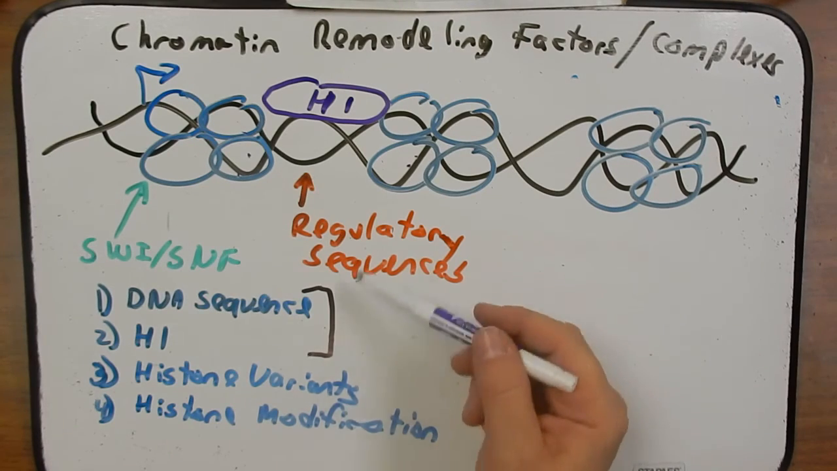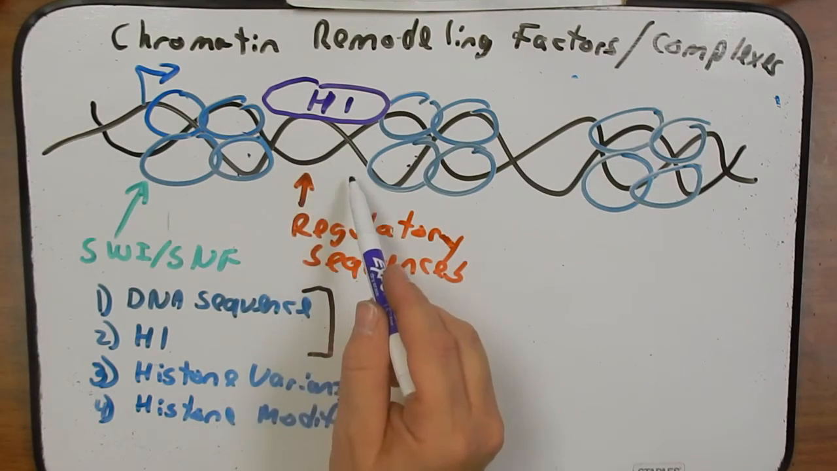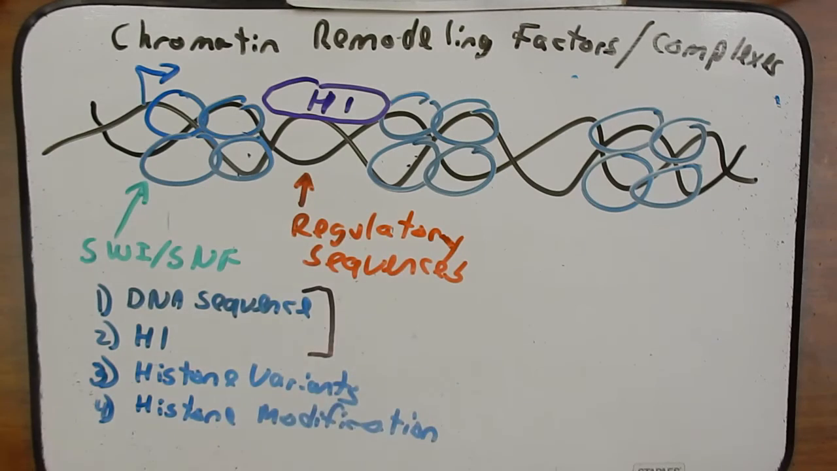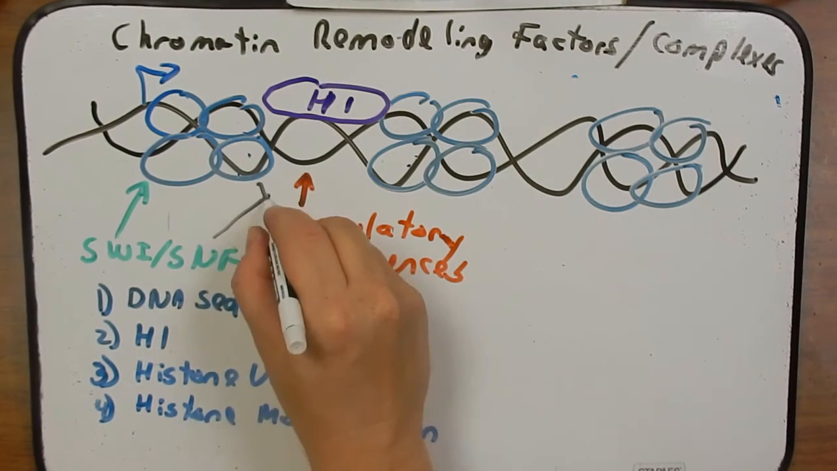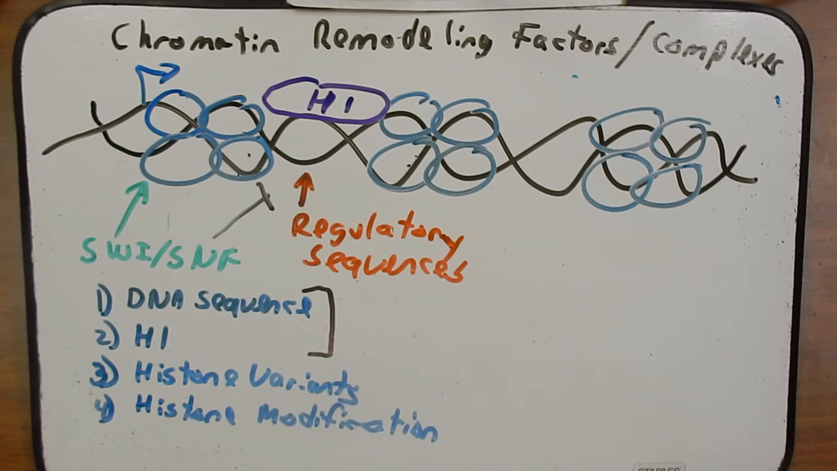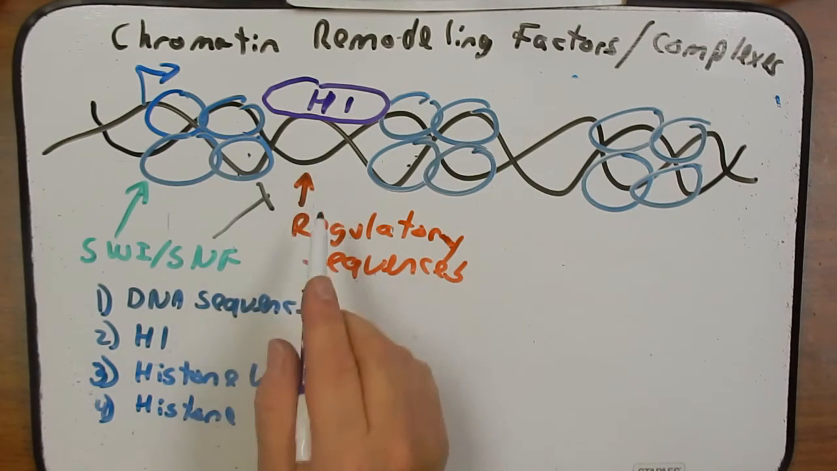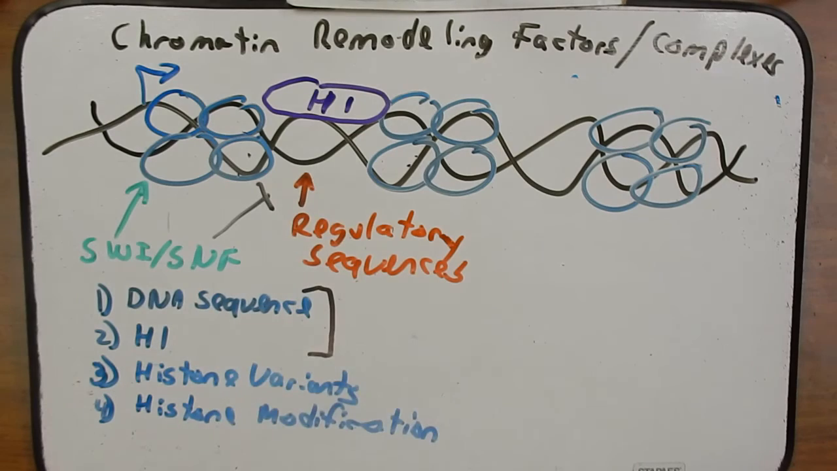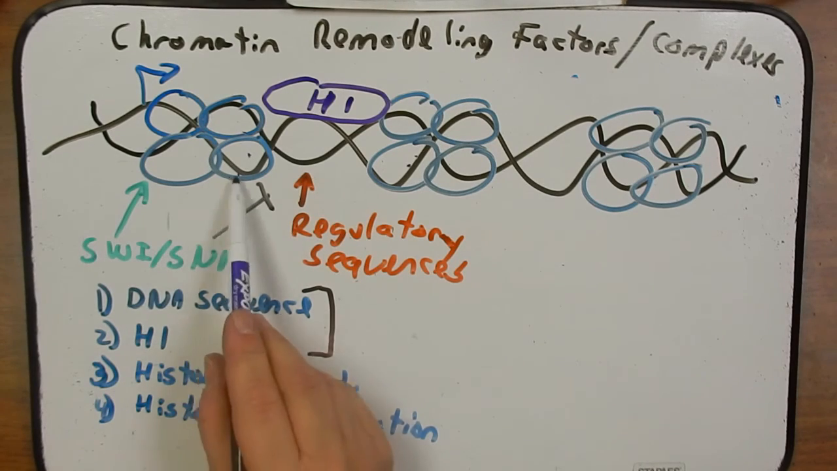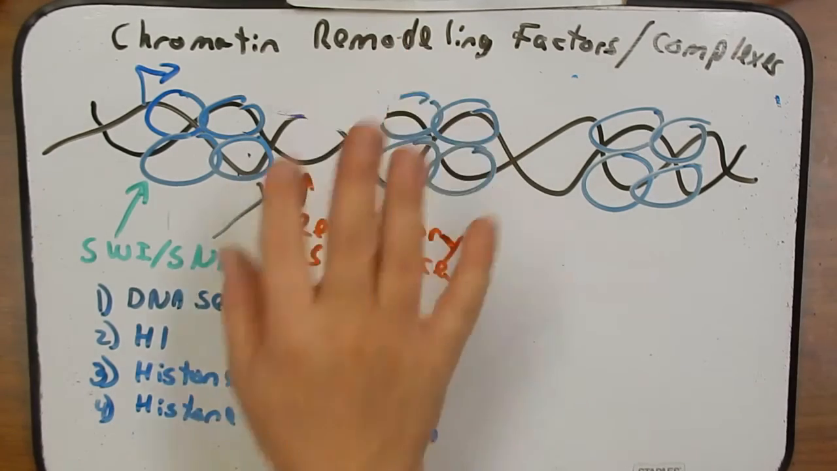The model would say that H1 stays here, hiding these sequences, these regulatory sequences, so that the SWI/SNF can't get in there. Because it would recognize this sequence. There's some sequence specificity that maybe this can recognize. During the times when you want to remove these histones, the H1 is removed.